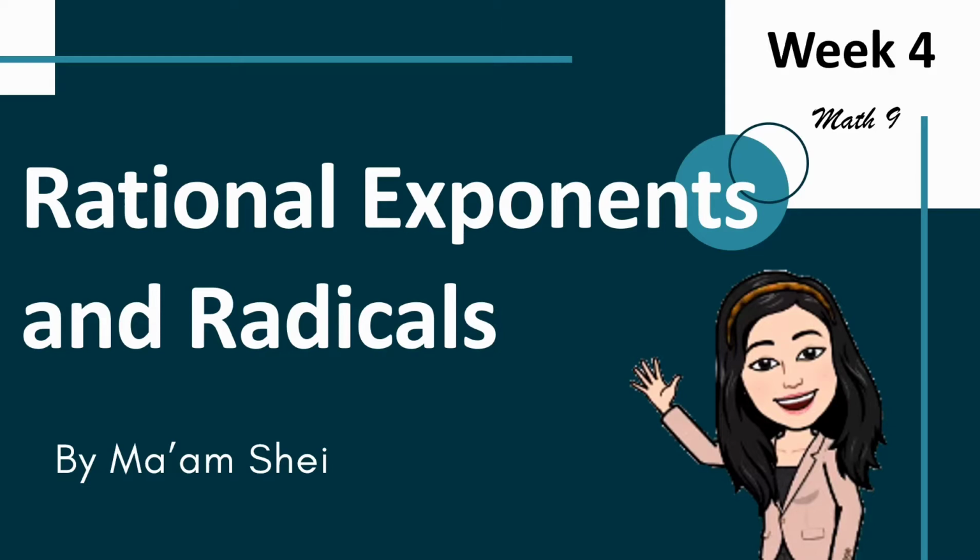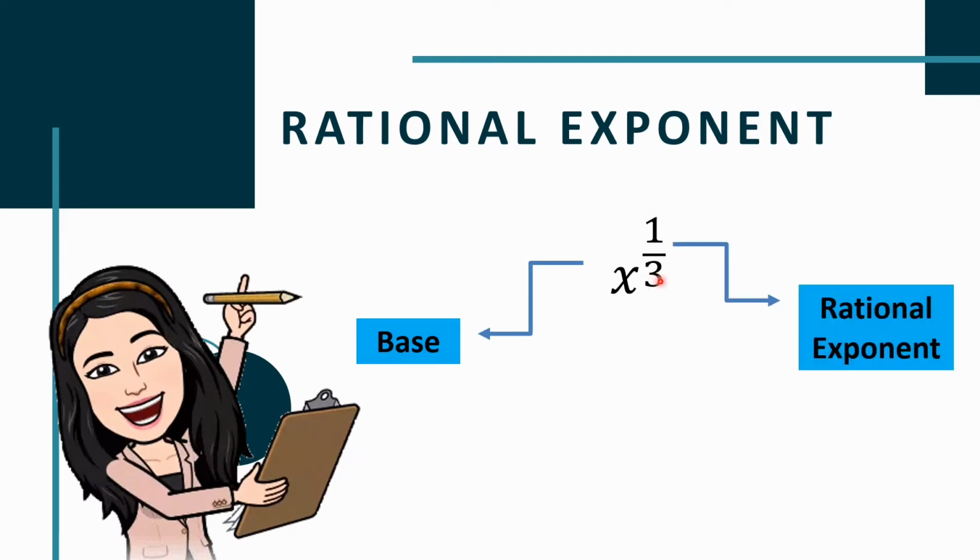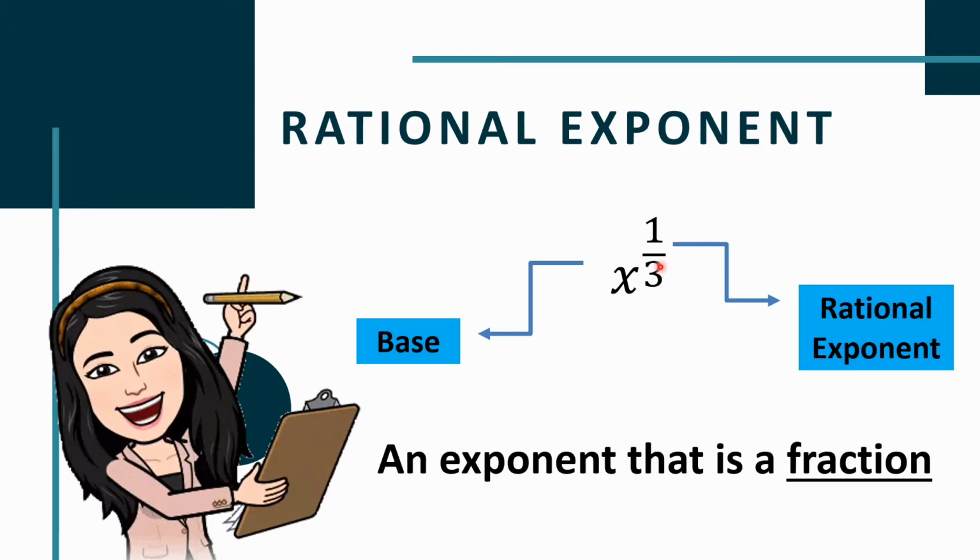So for today's video, we are going to discuss rational exponents and radicals. Let us begin the discussion with a rational exponent. In the expression x raised to the 1/3, x is what we call the base, while this 1/3 is what we call the exponent. This is the rational exponent since our exponent is in the form of a fraction. So that is the rational exponent.